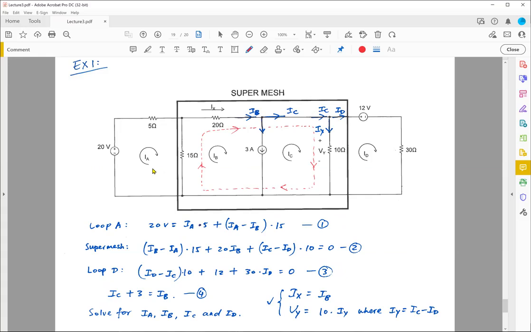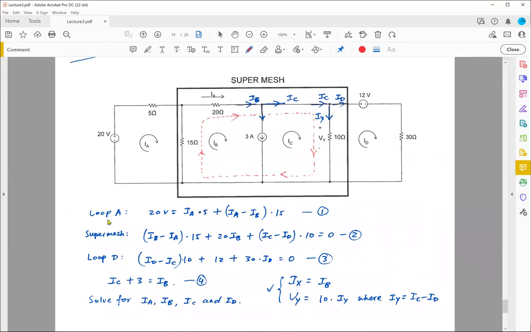Let's look at the external loops first. I have IA and ID, and I'm going to also assign IB and IC over here. Even though I know I'm going to use super mesh, and I can consider this as my big loop, I still like to assign IA, IB, IC, and ID, because it's obvious that we have four loops: 1, 2, 3, 4. IA, IB, IC, ID, and I'm going to start with IA.